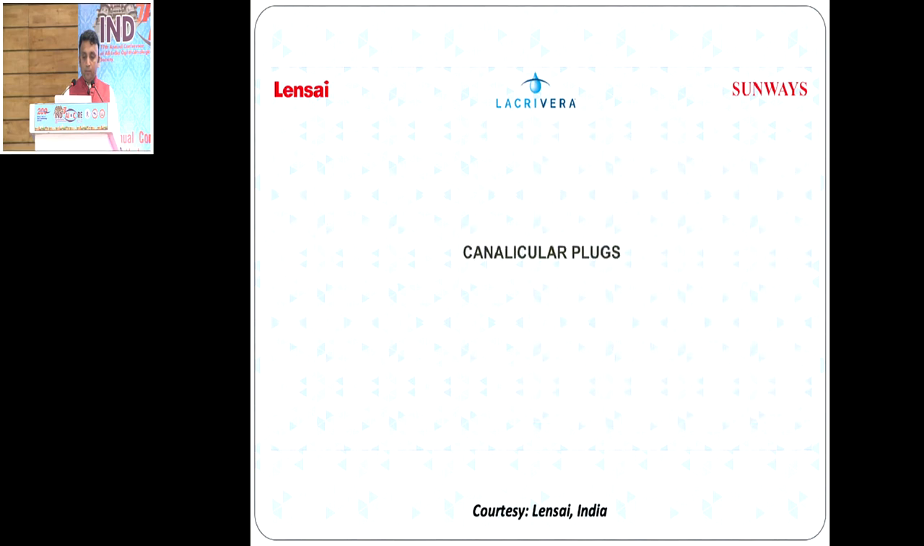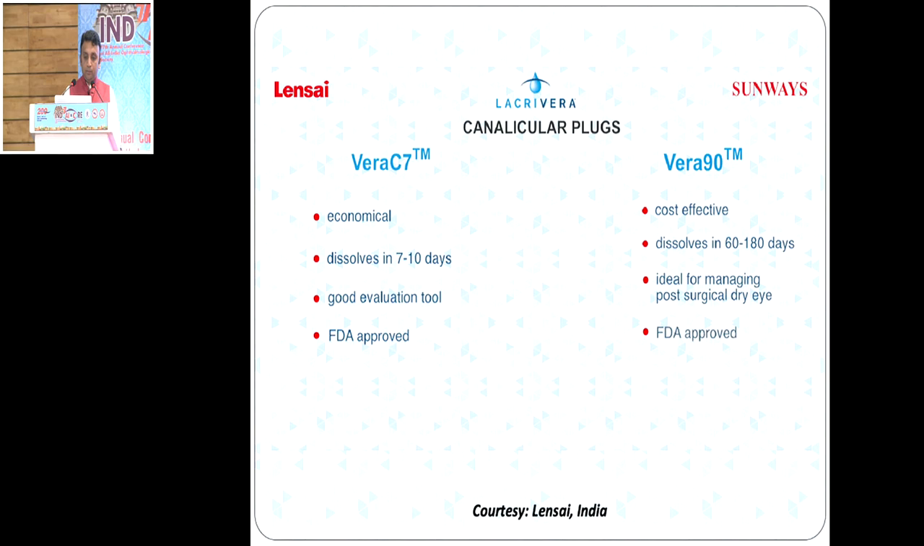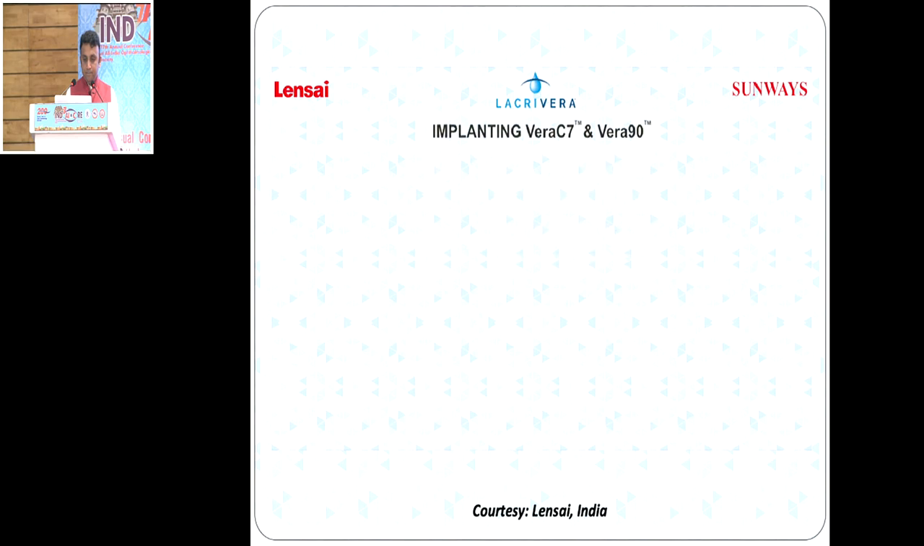Canalicular plugs. Vera C7 is a short-term plug made of absorbable collagen and is typically used to determine the effect of treatment on dry eye symptoms, as well as to evaluate epiphora tolerance. Vera 90 is an extended duration plug ideal for the treatment of dry eye following LASIK or other surgical procedures. Both Vera C7 and Vera 90 are at times also used for extending medication contact time or for treating the dry eye components of various ocular surface diseases. Implanting Vera C7 and Vera 90.